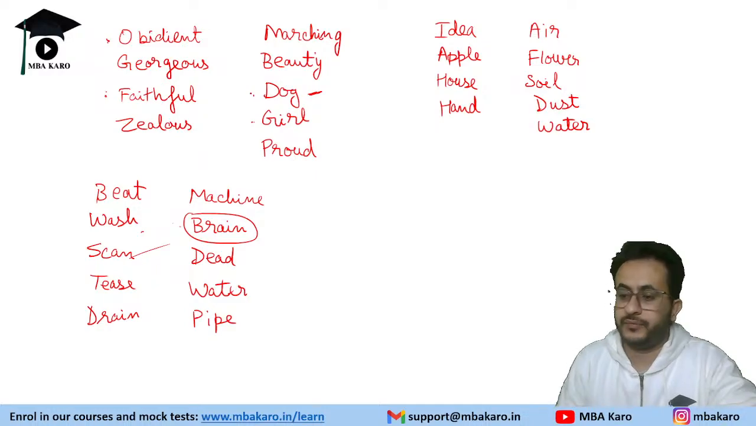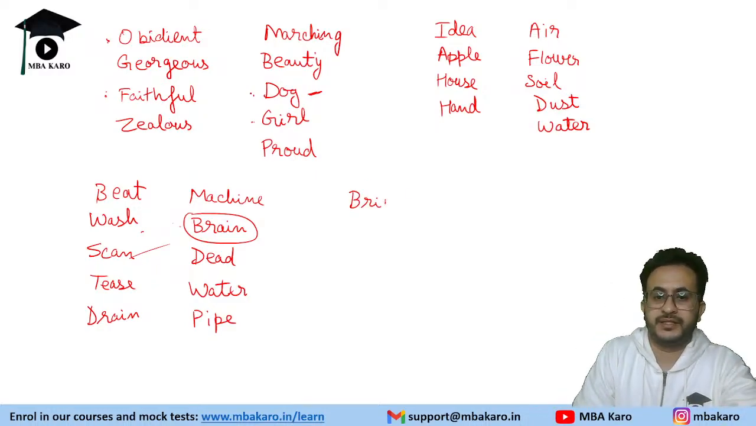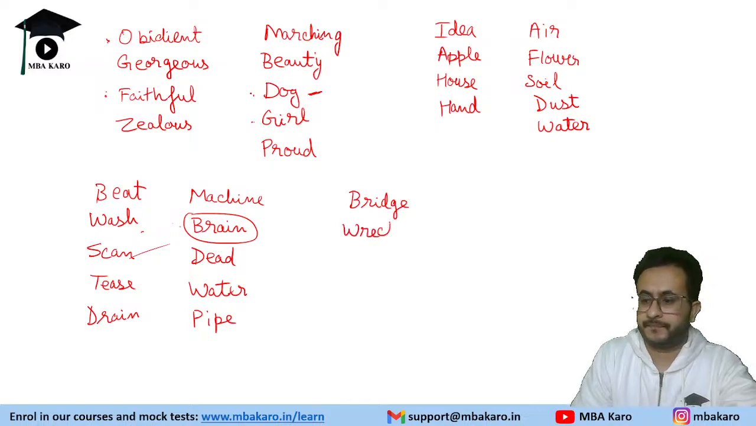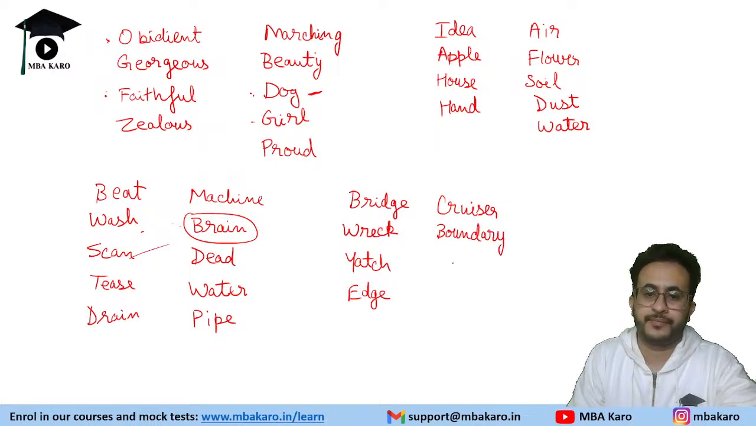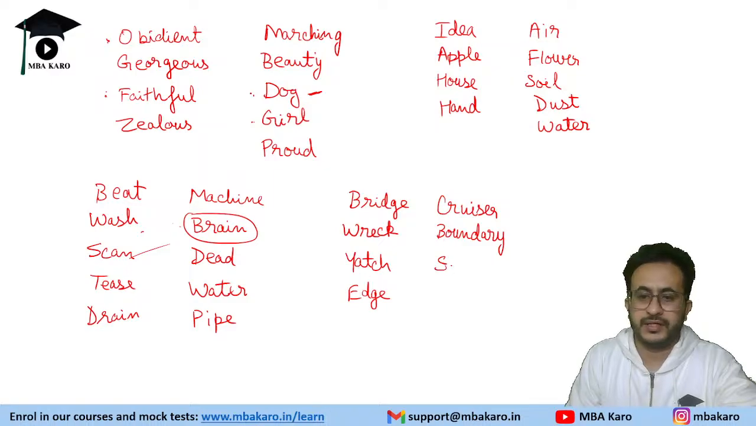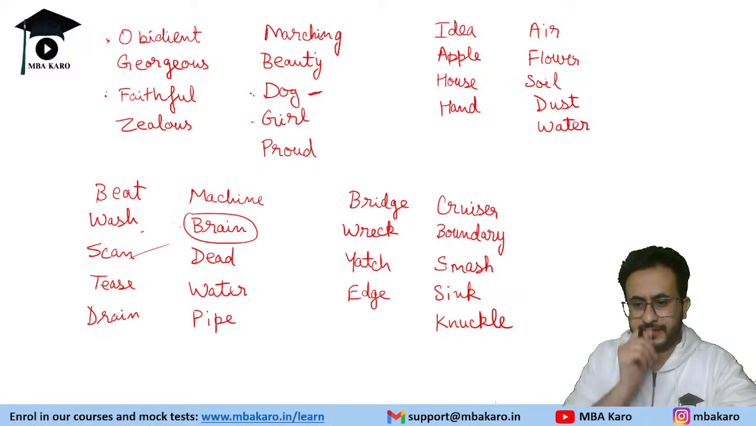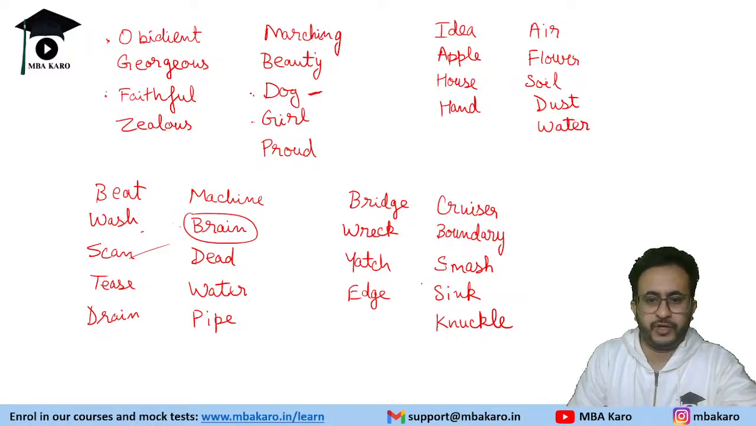Then there was another one which is bridge, wreck, yacht, edge, and then the options were cruiser, boundary, smash, sink, knuckle. I was confused because there were some combinations given in this question, I think. My opinion could possibly be sink. A bridge can sink, wreck means to sink, a yacht can sink, right?